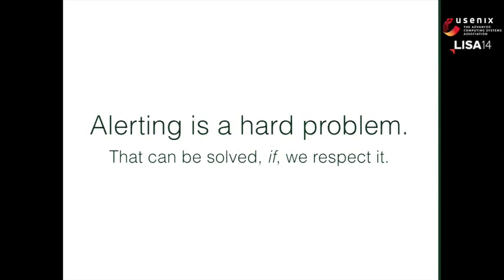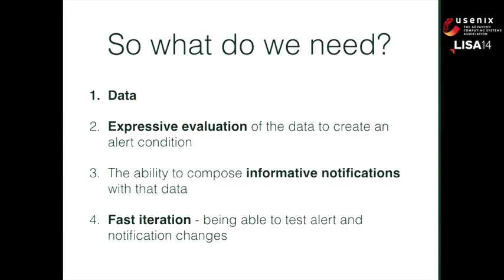So alerting is a hard problem, but it can be solved, I think, if we respect that it's a hard problem. What are the building blocks to doing this? I think we need four things. We need data. You just need the raw data. That's the foundation. You need expressive evaluation of that data to create accurate alert conditions. You need to be able to compose informative notifications that tell people what they need to know.